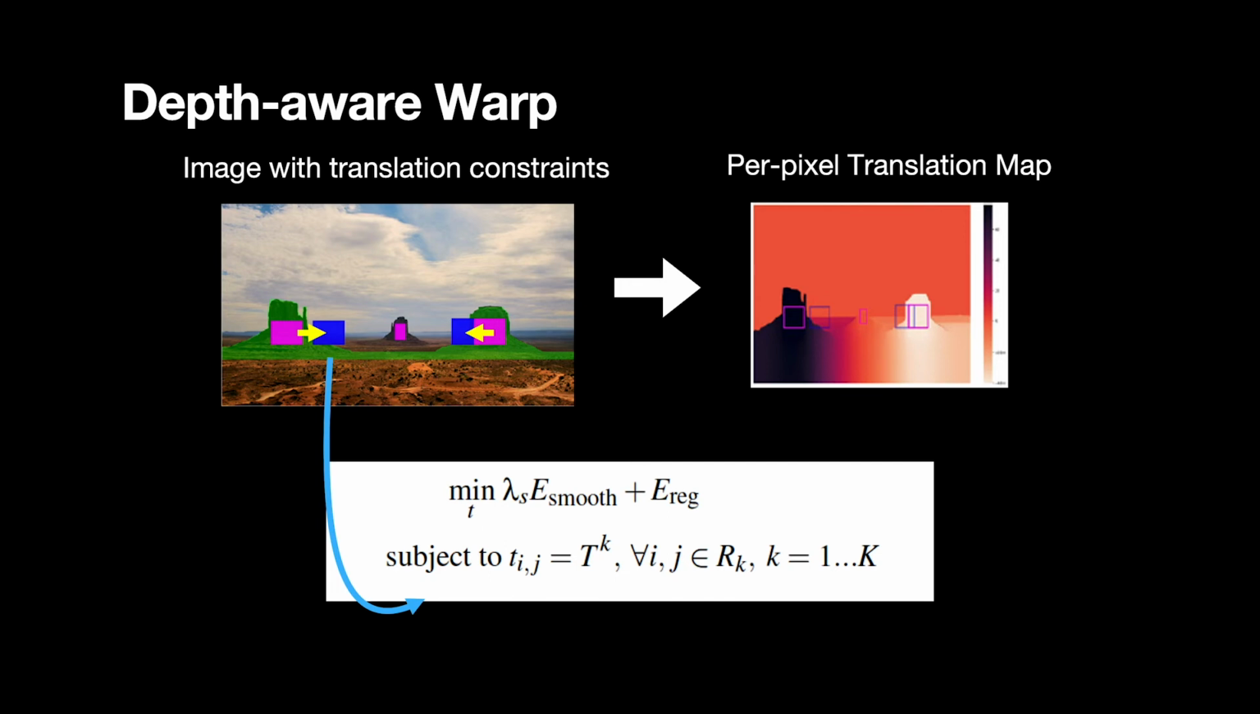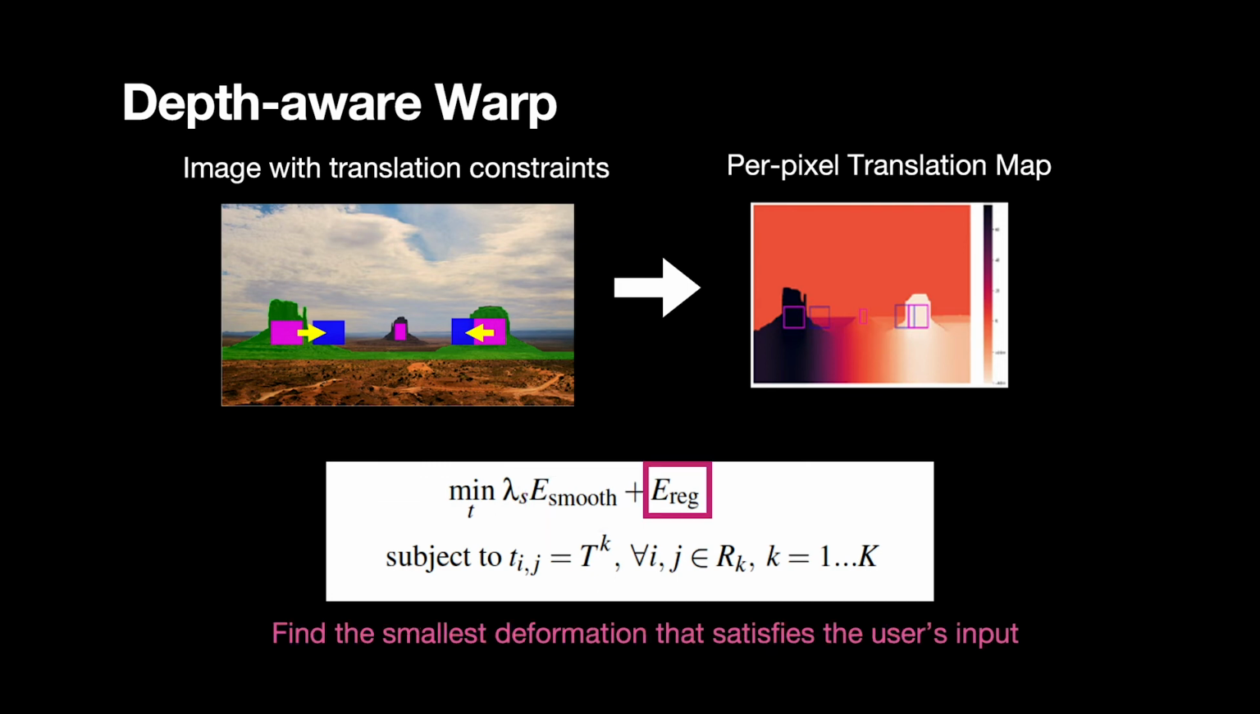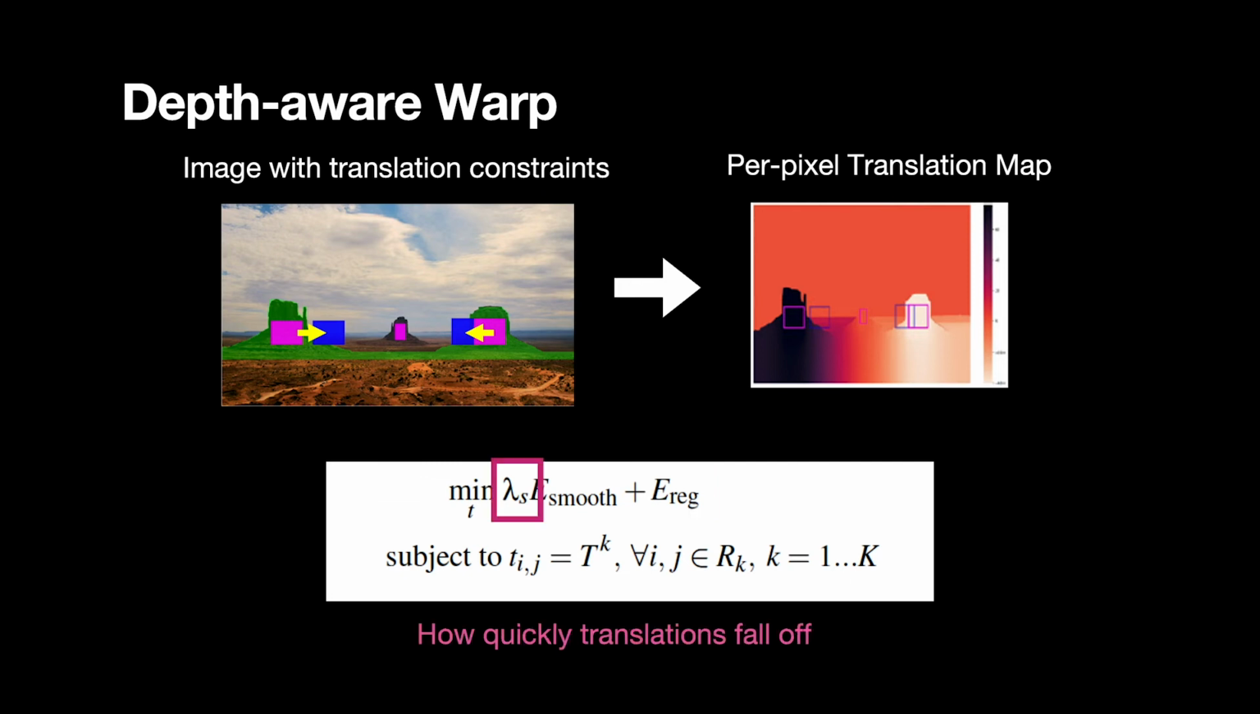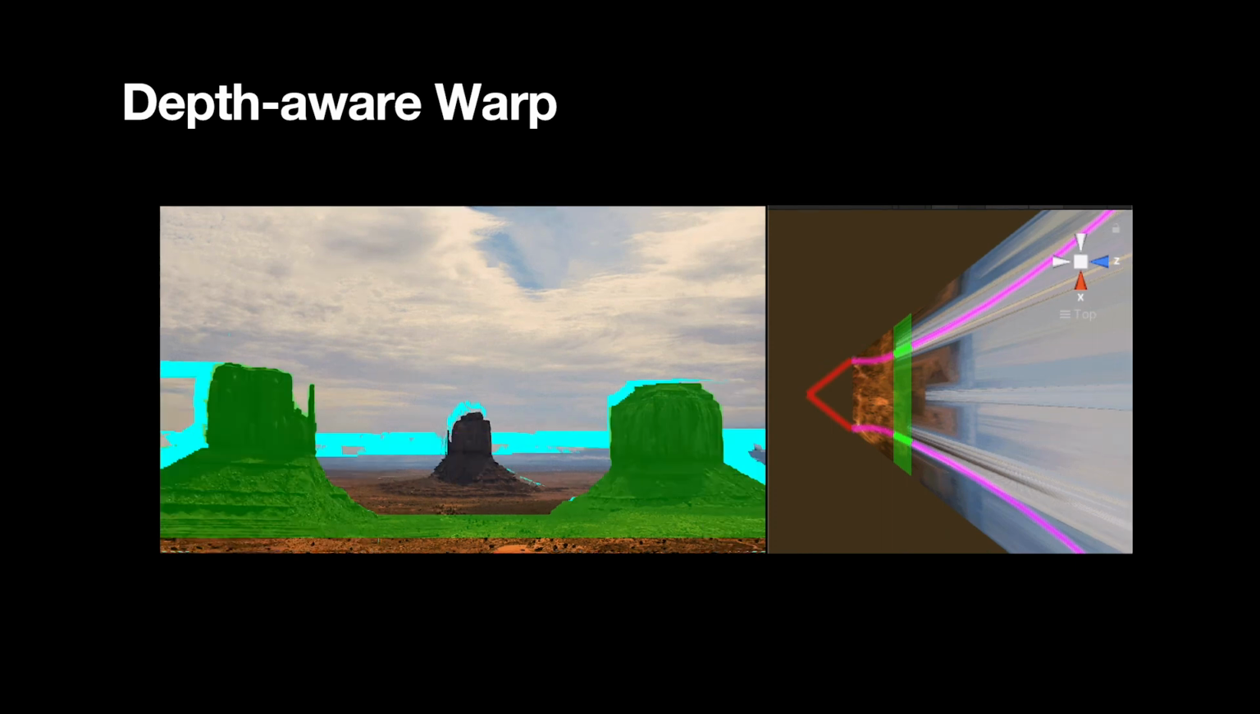The objective function includes a smoothness term, which encourages translations to vary smoothly across the image and at continuous depths. The objective function also includes a regularization energy term, which tries to find the smallest deformation that satisfies the user input. Finally, we include a lambda term, which balances the 2 energies and determines how quickly the translations fall off across the image. Here are the results after running the optimization and applying the per pixel translation map.